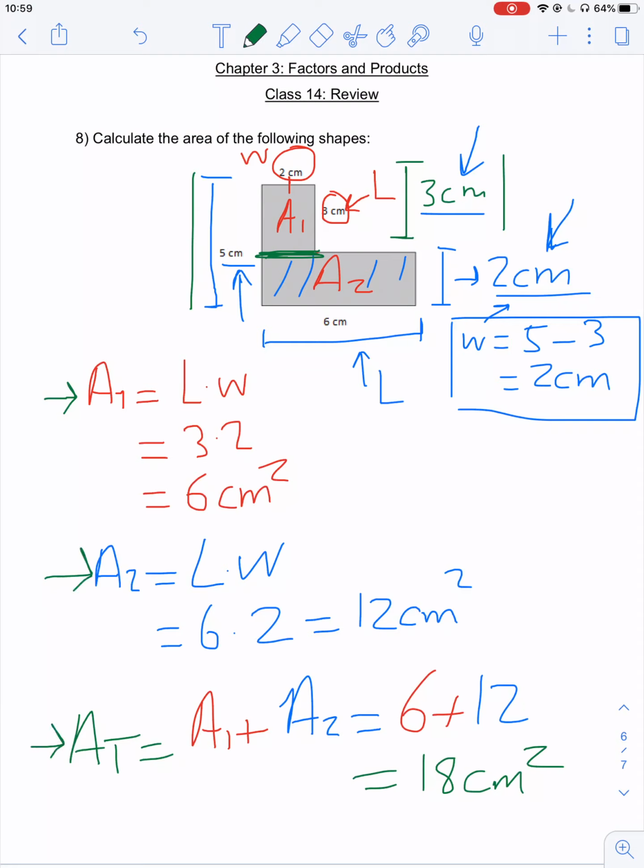The tricky part over here is figuring out this length, okay? Not the length, I guess the width, figuring out how big this is. So how do you do that? You have to look at the bigger side over here. You know that the whole thing is 5, and you know that this much is 3, right? So if you remove 3 from this 5, then the leftover will have to be your width, okay? So that's the tricky part.